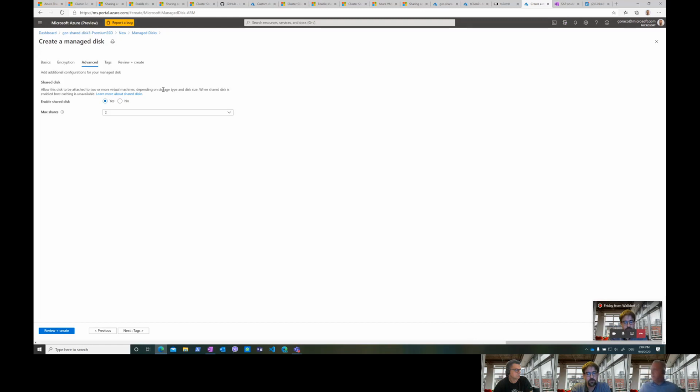Also from the number of VMs. But you can increase this number if, for whatever reason, you have a label with 2 and you need 3. What you can do is change this max shares. You only need to detach the disk, change this label on the disk and then attach it, and then it would work.